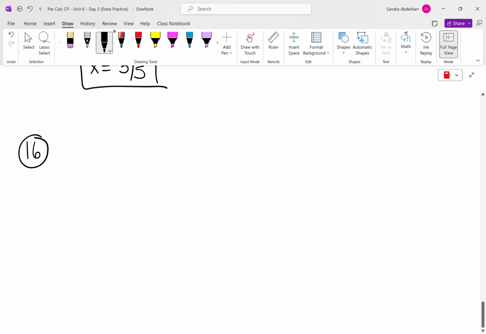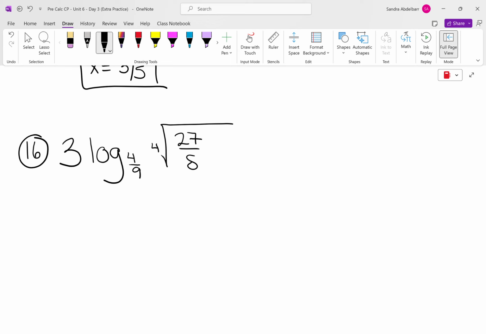All right, 16. 3 times log of 4 base 4/9 raised to the 4th root of 27/8. Okay. No. Hold on, think about it. We're not shutting down. We're going to go step by step.